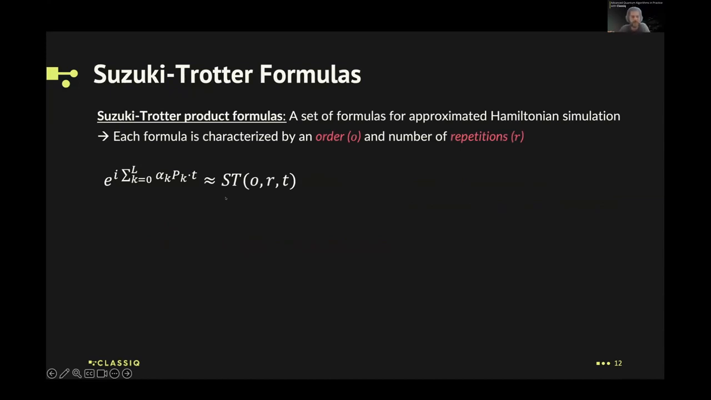And one of the approximations is given by the Suzuki-Trotter product formula. So what are these? The Suzuki-Trotter formulas refer to a set of formulas. Each formula has an order O and a repetition R. So I'm going to designate them like this: the Suzuki-Trotter with order O, repetition R, and time T tries to approximate this evolution. And of course, the idea is that when the repetition goes to infinity, or when the order goes to infinity, you converge to the exact evolution.